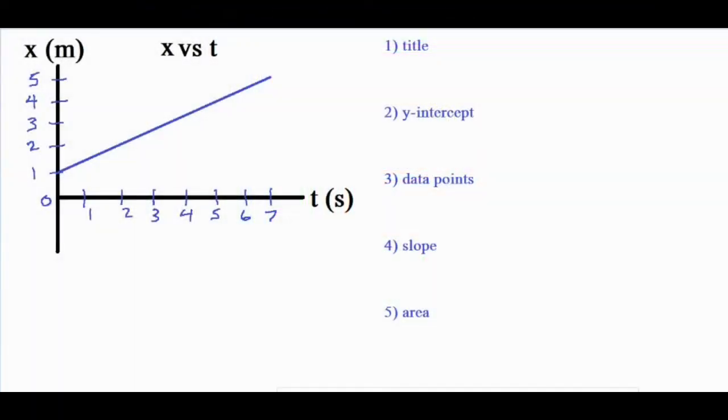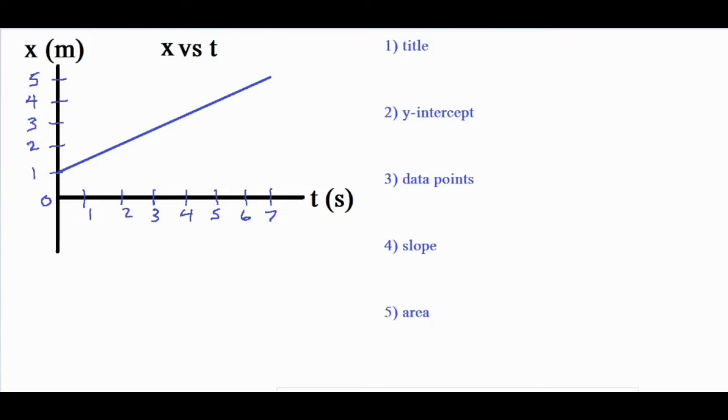In this video, I'm going to be talking about how to pick out every piece of information from a graph, particularly a motion graph. The one we're taking a look at right now is an x versus t graph, x meaning position, and t for time. If we take a look at all of these different things, the title, the y-intercept, data points, slope, and area, we can pull out a lot of information about an object from taking a look at the graph and being able to analyze it in a specific way.